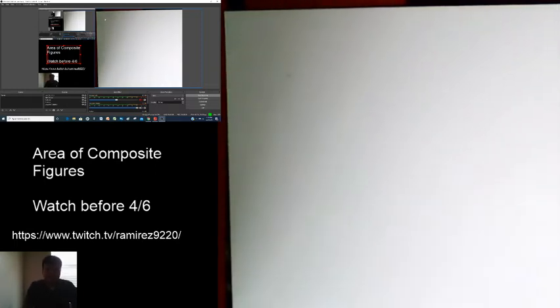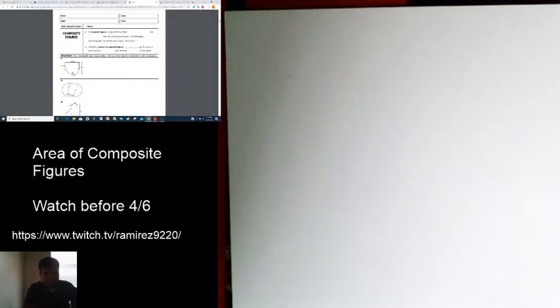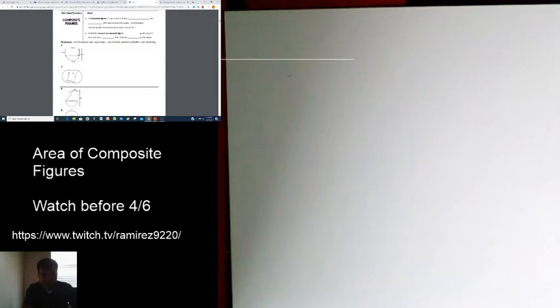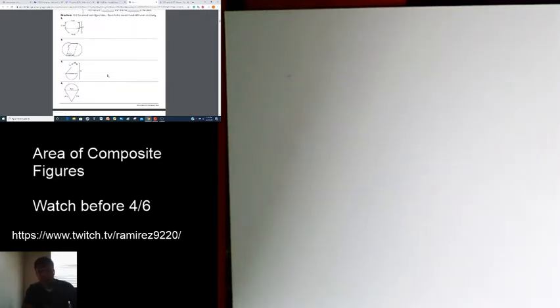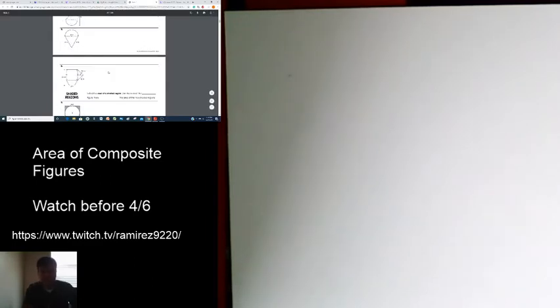Composite figures. A composite, in general, is just a figure which you could cut up into at least two or more shapes. For example, this one is a rectangle and a trapezoid. This one is a parallelogram and two half circles, and so forth. So these are examples of composites, and that's what we're going to be focusing on today.